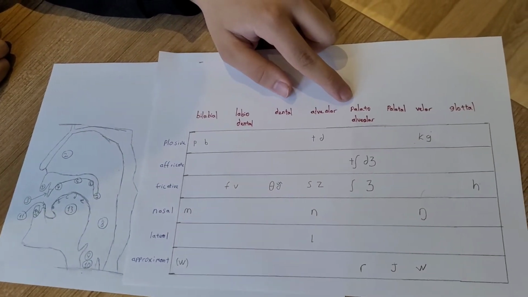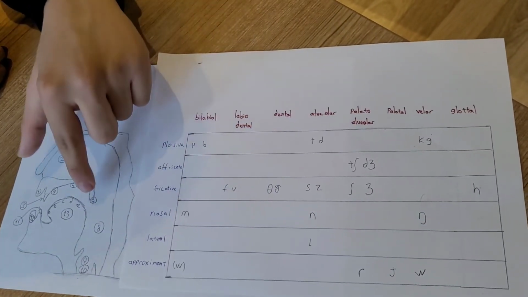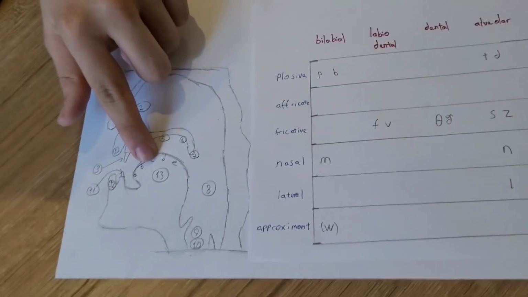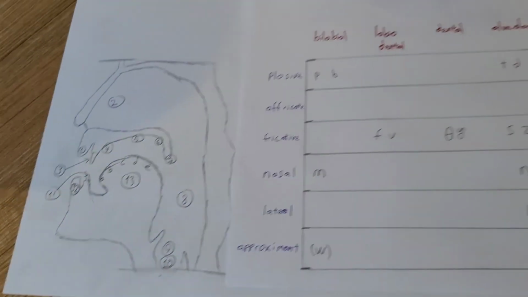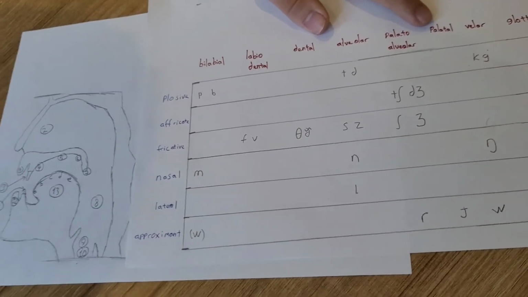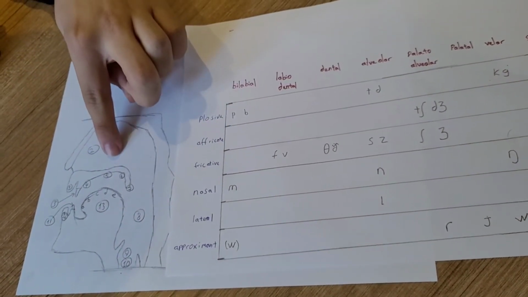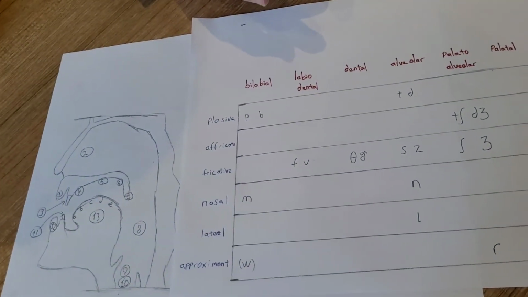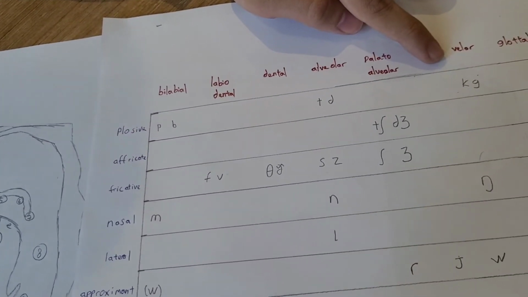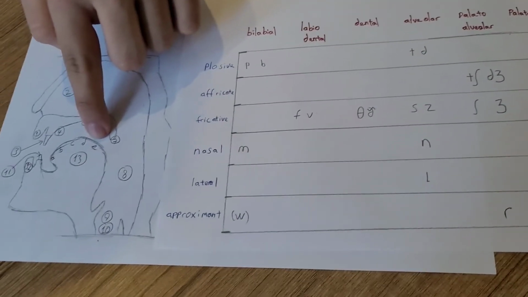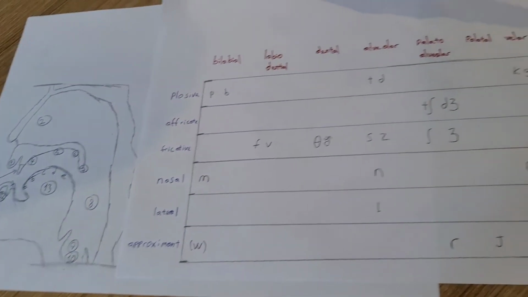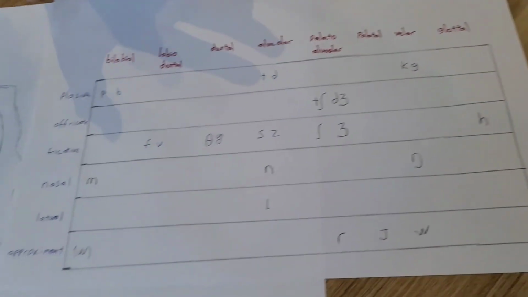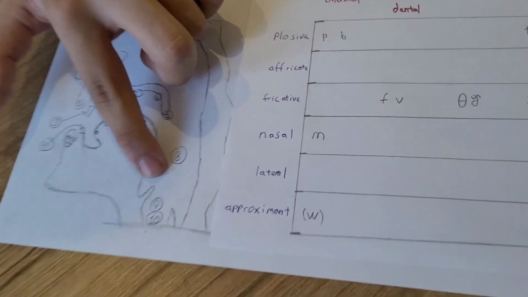The palato-alveolar is used with the blade of the tongue and the alveolar ridge. The palatal is used with the front of the tongue and the palate. You close them together to make the sound. The velar one is used with the back of your tongue pressed against the soft palate. And the glottal one is used by the gap between your vocal cords to make it sound.